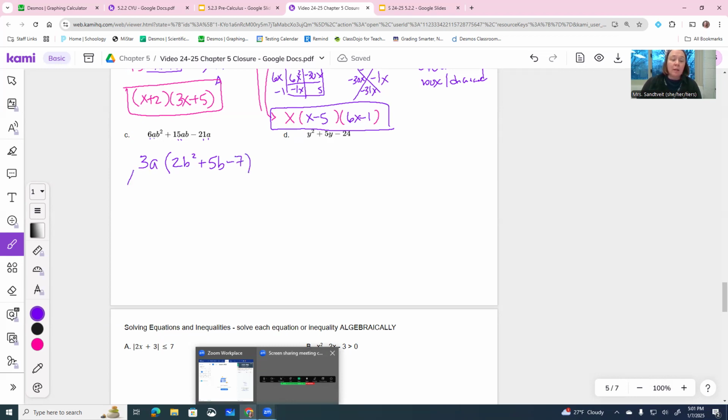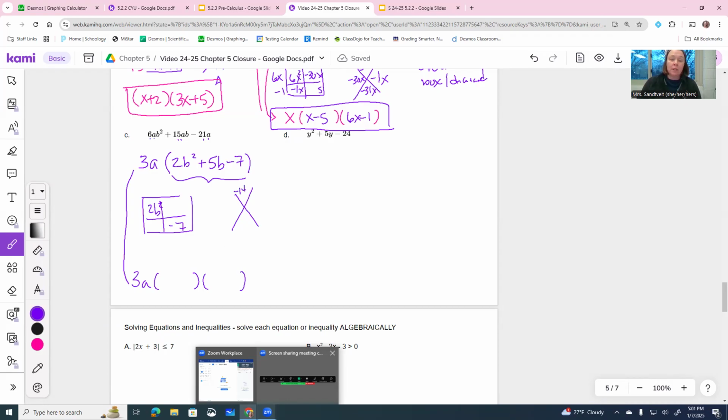So in my final answer, I have to have that 3a in front. And then I'm going to make a box and a diamond on this again. So I put my 2b squared. Let's make sure I can read my writing here. And my negative 7 there. And I make my diamond. This has to multiply to be the same as this.